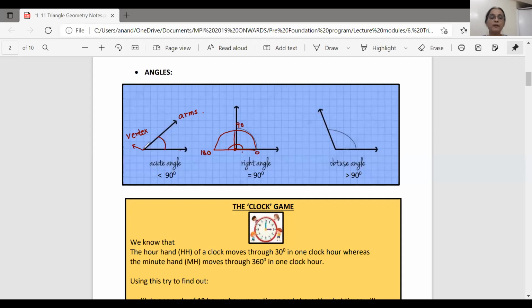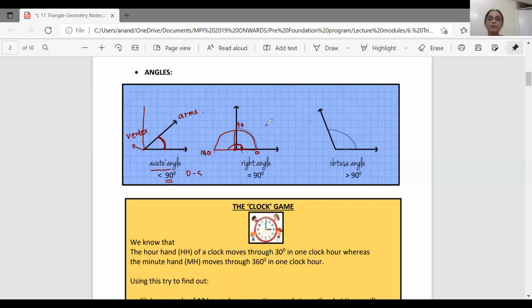So if I keep the protractor 0 over here and my second arm makes an angle less than 90, such an angle will be called an acute angle. When the degree measure is less than 90, we call it an acute angle. When the degree measure is exactly 90, we call it a right angle. There is only one measure for a right angle. For an acute angle, any measure from 0 to 89.